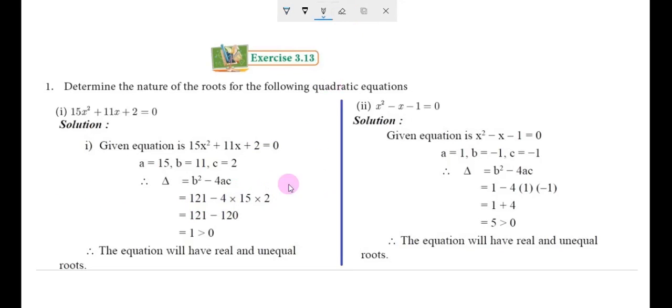That is equal to 121 minus 4 into 15, this is 60. 60 into 2, that is 120. So 121 minus 120, just subtract, we get 1. Is 1 greater than 0 or less than 0? It is greater than 0. So greater than 0 means the equation will have real and unequal roots. Real and unequal roots. Understood?